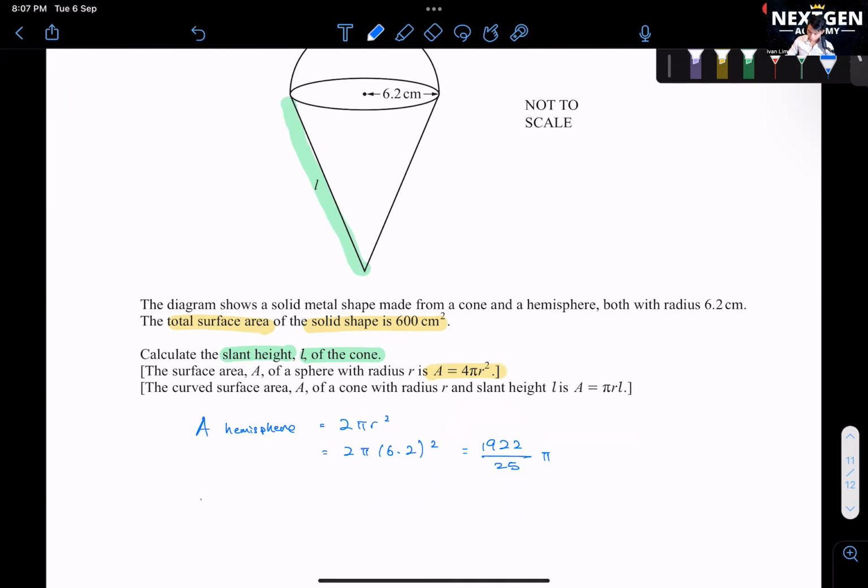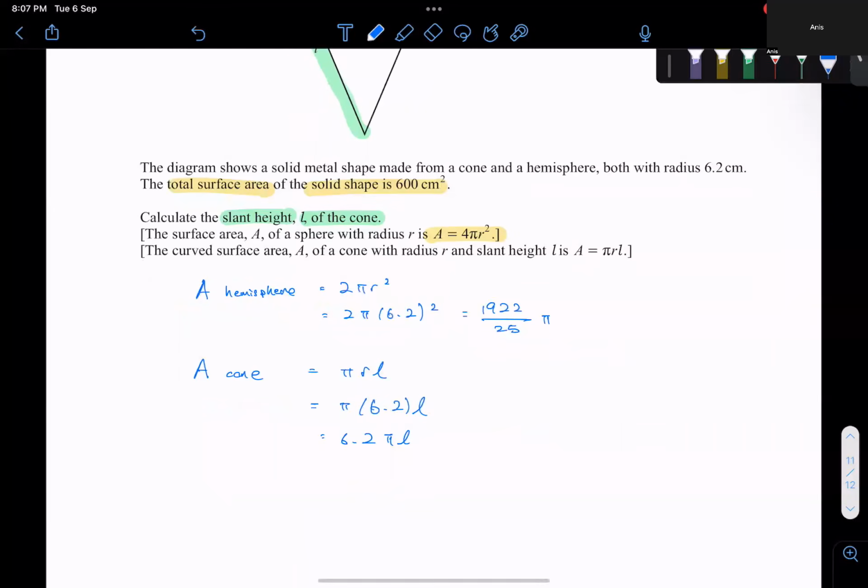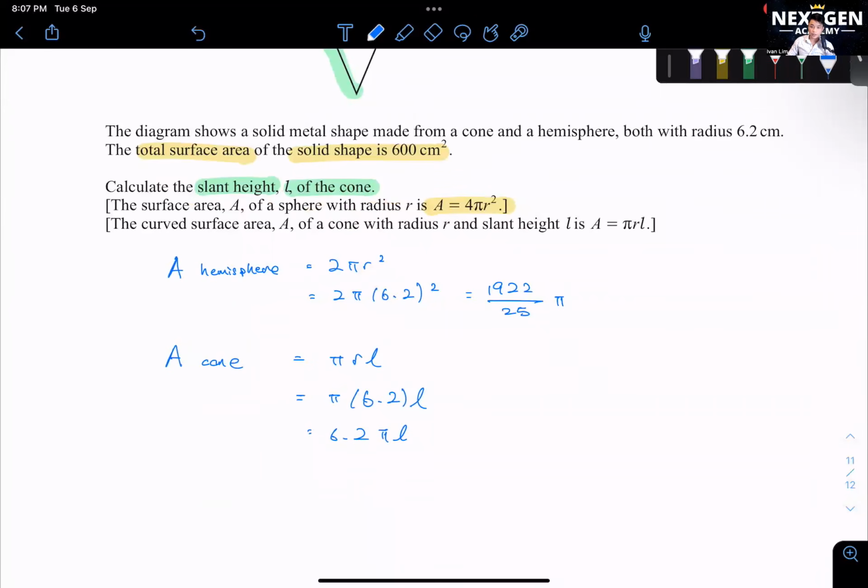Then we find the area of the cone. The area of the cone is pi r l, pi r l. I don't know what my l is right now, but I know my r, which is 6.2. So it is 6.2 pi l. Add both together: area of the hemisphere plus area of the cone, plus 6.2 pi l, you will get 600.